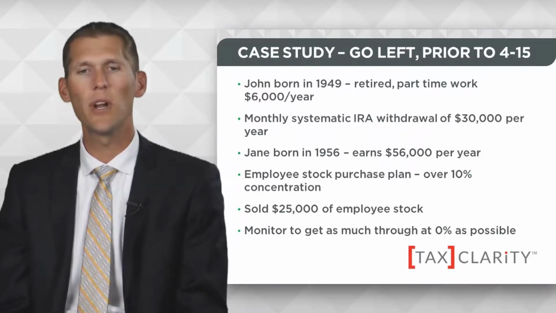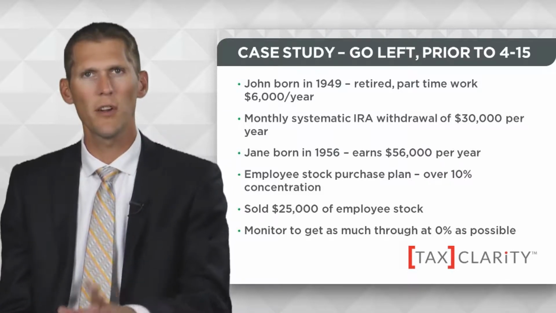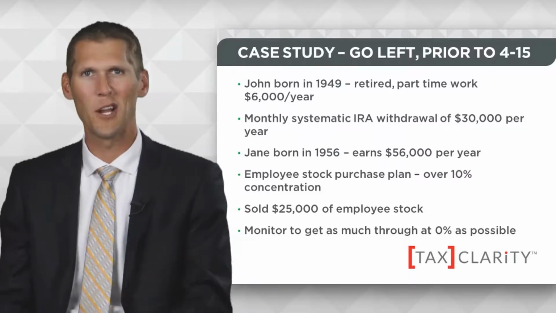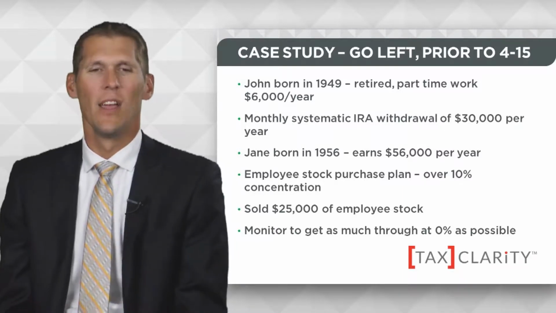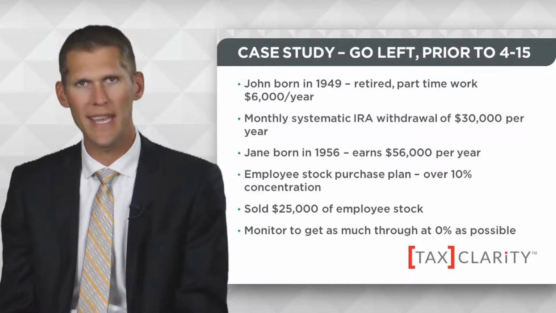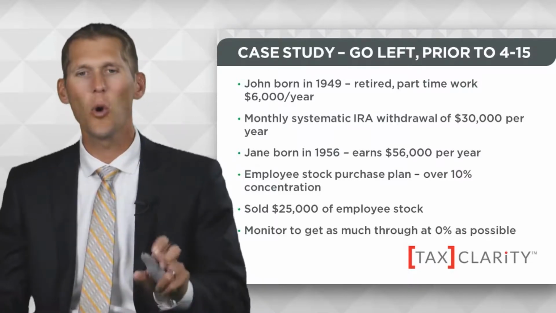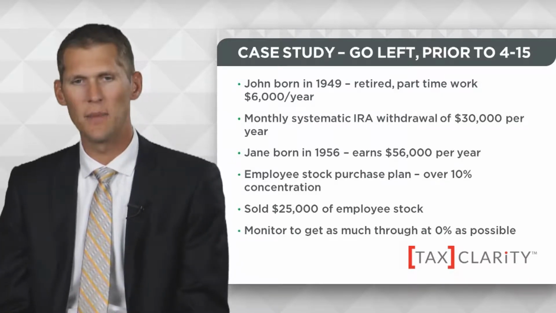So we've got John, who was born in 1949. He's retired. He's doing part-time work and only earning about $6,000 a year. Maybe he's working at a golf course, he's getting a bunch of free golf, and not working too many hours. He's taking a monthly systematic IRA withdrawal for an additional $30,000 per year. So in the ordinary income column for John, we've basically got $3,000 a month.